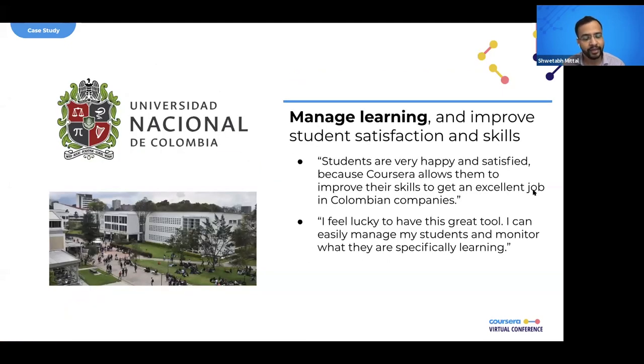The second example is Universidad Nacional de Colombia. It's a university based out of Colombia. And they had to move online in response to the coronavirus epidemic. The students there have been picking up Coursera as a way to build the skills so that they can be prepared for jobs once they graduate. So with that, I'm going to hand it off back to Leah to kick off the panel.